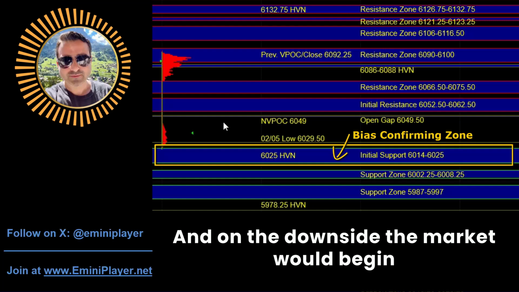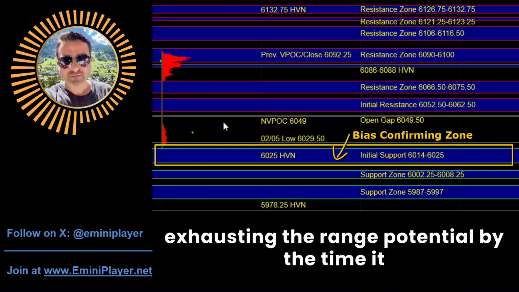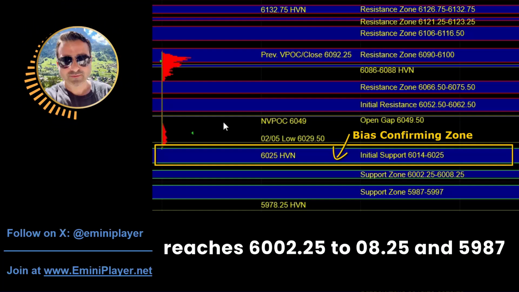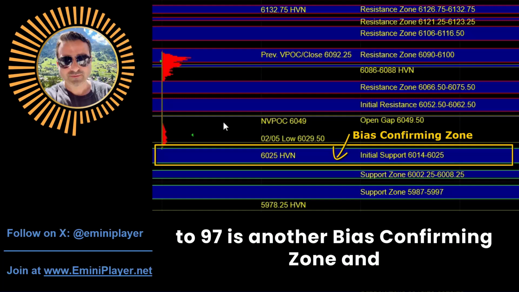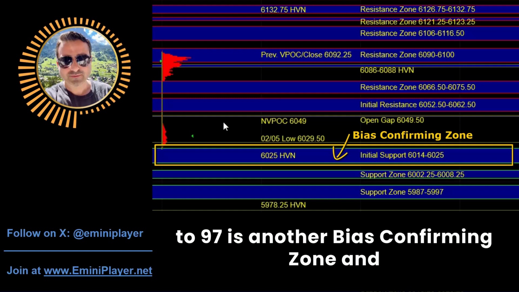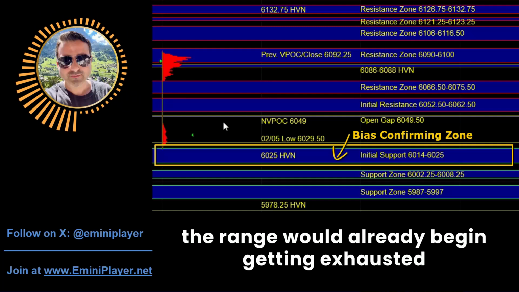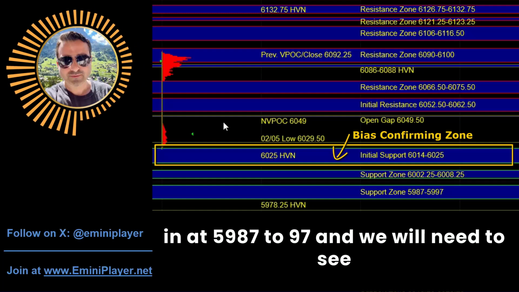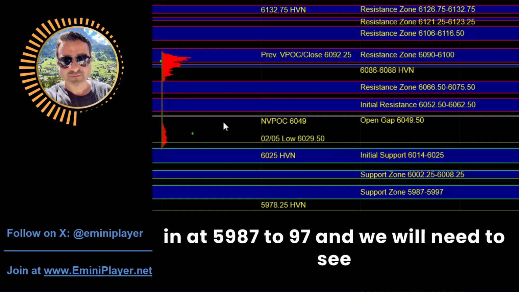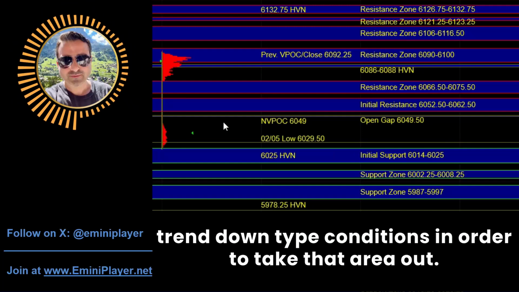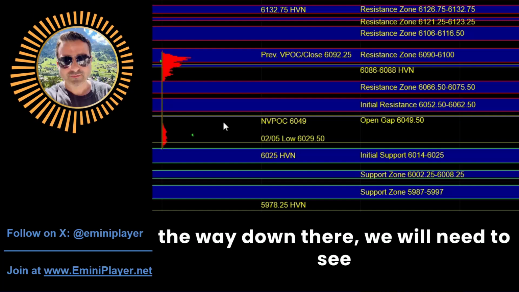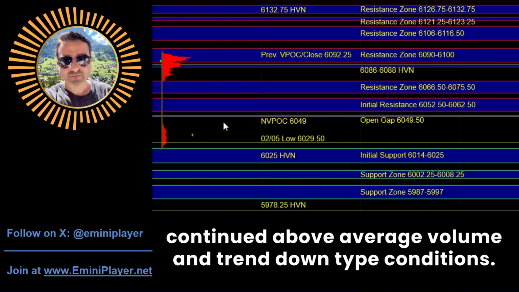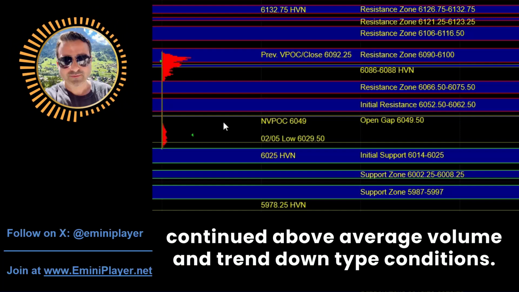And on the downside, the market would begin exhausting the range potential by the time it reaches 6,002 quarter to 8 quarter, and 59.87 to 97 is another bias confirming zone, and the range would already begin getting exhausted, so there is a relatively high probability for buyers to step in at 59.87 to 97, and we will need to see trend down type conditions in order to take that area out. Now, in order for the market to push all the way down there, we will need to see continued above average volume and trend down type conditions.